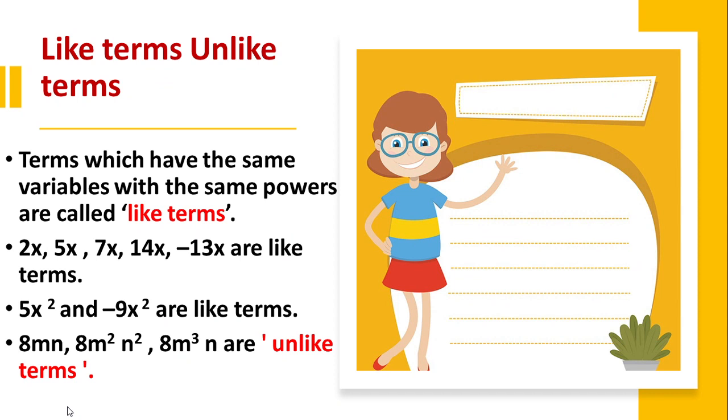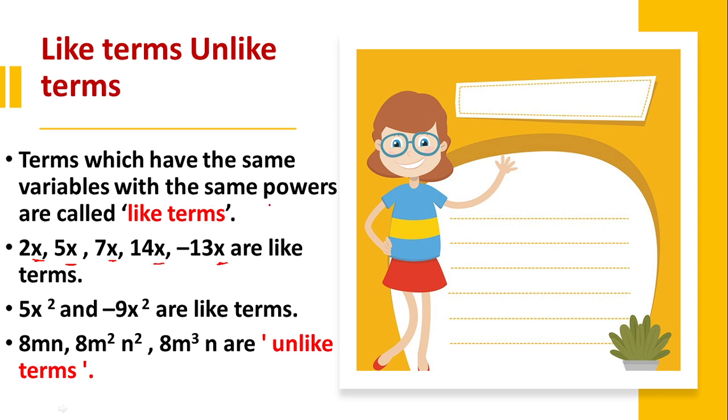Now after seeing this, let's see what are the like terms and what are the unlike terms. Now children, the terms which have the same variables, whose alphabet part or variable part is the same and their power is also the same, will be called like terms. Now see here, 2x, 5x, 7x, 14x, -13x. They all have the same variable x, so they will be called like terms. Why? Because their variable term is the same.